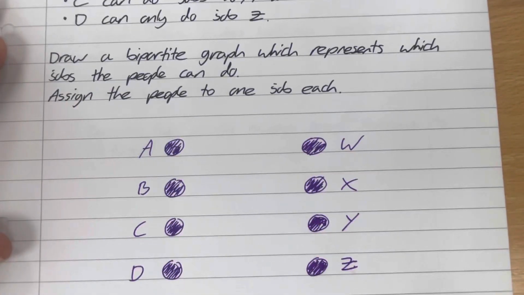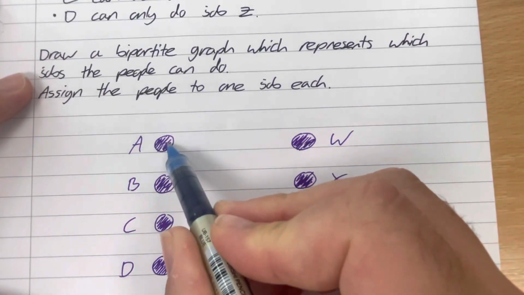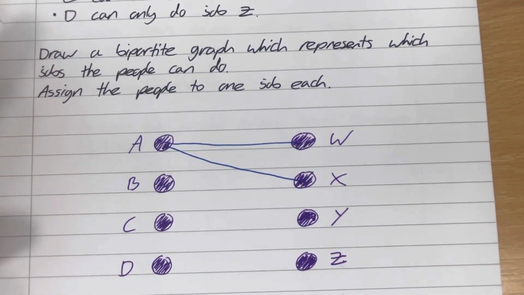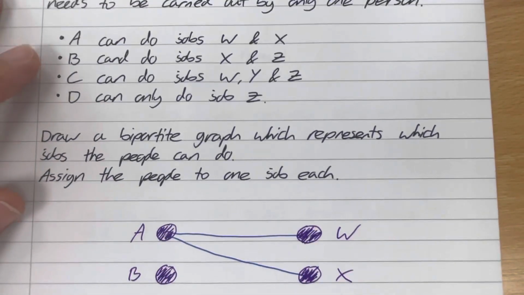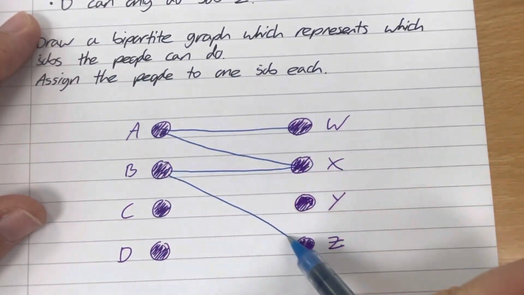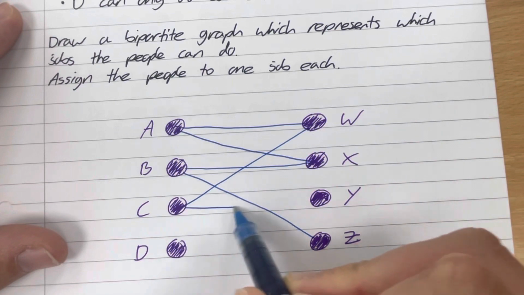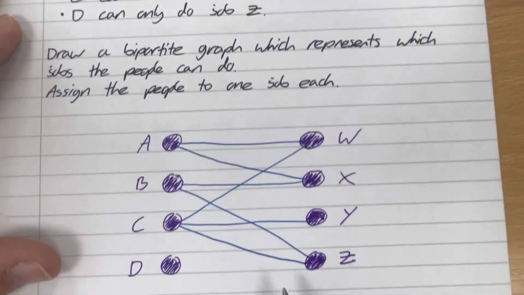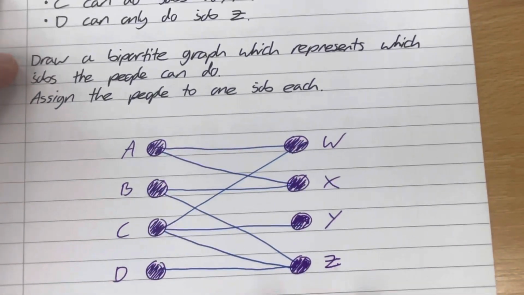Okay, so this bipartite graph is going to represent which jobs people can do. So A can do W and X. So that would be those 2 arcs. So now the arcs are representing not something physical like water pipes or electric lines, but they're now representing something abstract, in this case, which jobs can be done by which person. B can do jobs X and Z, so I'm going to draw a line from B to X and from B to Z. C can do W, Y, and Z, so W, Y, and Z. And D can only do job Z. So I'm going to go across that way. Okay, so there's my bipartite graph. That answers the first part of the question.